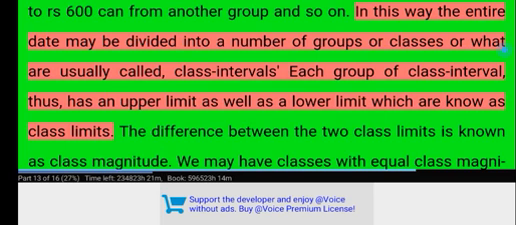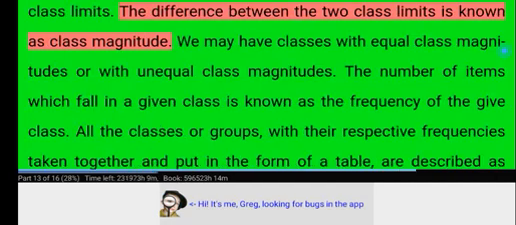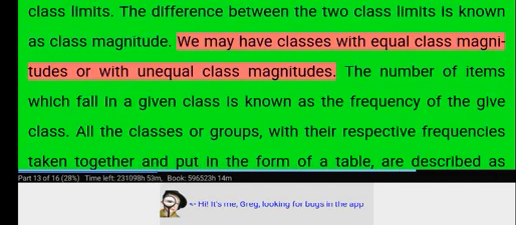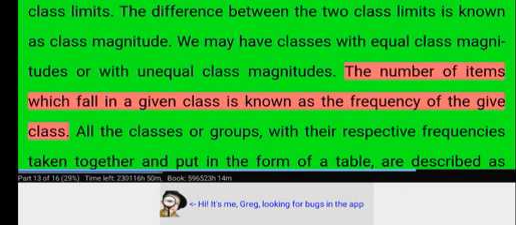In this way the entire data may be divided into a number of groups or classes, or what are usually called class intervals. Each group or class interval, thus, has an upper limit as well as a lower limit, which are known as class limits. The difference between the two class limits is known as class magnitude. We may have classes with equal class magnitudes or with unequal class magnitudes. The number of items which fall in a given class is known as the frequency of the given class.